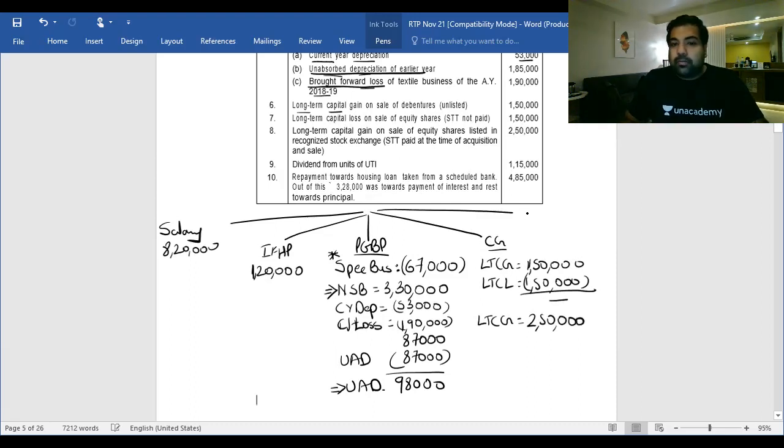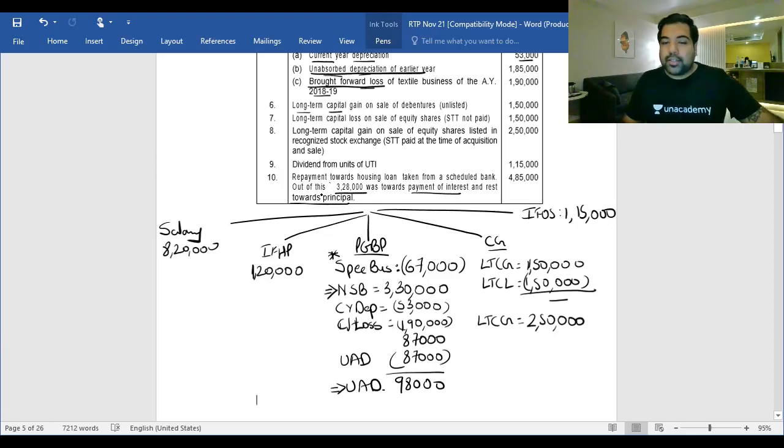And then there is dividend. So IFOS income 1,15,000 is IFOS income. And repayment towards housing loan from a scheduled bank. You've paid 4,85,000 to a bank, out of which 3,28,000 is towards interest and the rest is principal. Principal is given as a deduction under 80C, but we don't have to calculate it because we have to only calculate gross total income. So in that case, we have to only look at the interest.